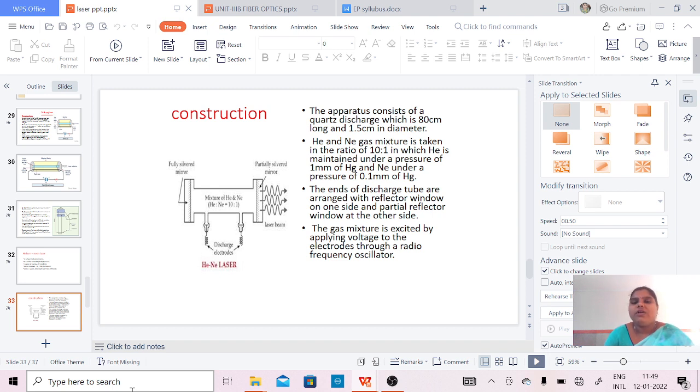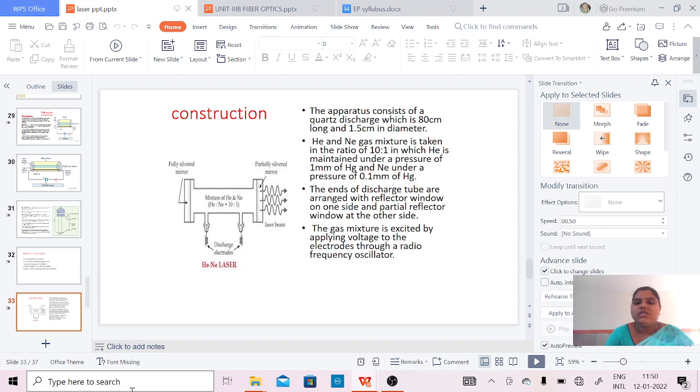The apparatus consists of a quartz discharge tube which is 80 centimeters long and 1 centimeter in diameter. So the tube length and width are given, and the helium and neon gas mixture is taken in the ratio of 10 is to 1, in which helium is maintained under a pressure of 1 mm of Hg and neon under a pressure of 0.1 mm of Hg. Depending upon the pressure, the helium atoms get excited first to the higher energy level.